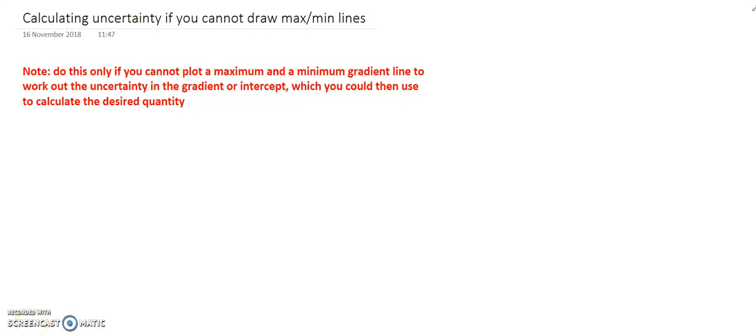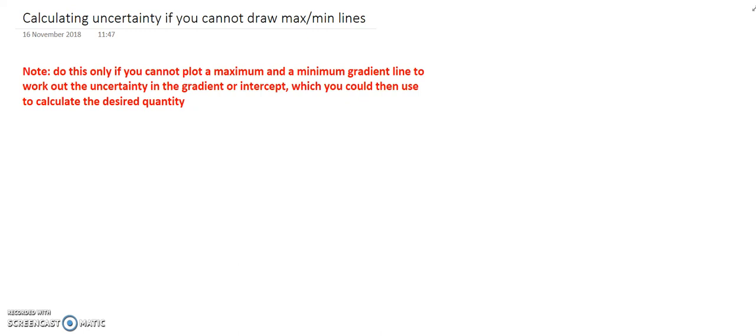Sometimes you do an experiment to measure a quantity, and then you plot the graph, intending to use either the gradient or the intercept to calculate that quantity, and you can't plot maximum and minimum gradient lines because your uncertainties are too small. You want to calculate the uncertainty in your gradient or your intercept because then you have an uncertainty in the quantity that you're trying to calculate. So what do you do if you can't draw max and min gradient lines?